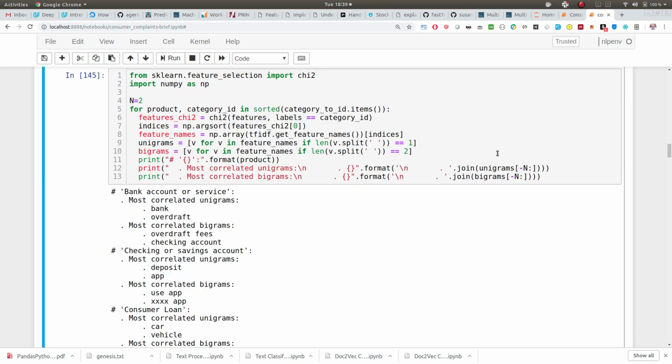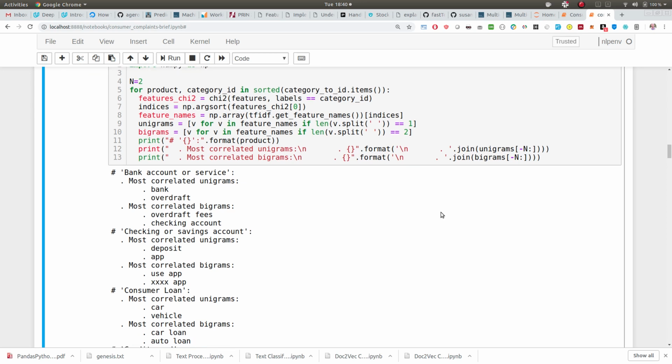Next, we use the chi-square test to find the terms that are most associated with each of the products. A chi-square test is designed to analyze categorical data. That is, data that has been counted and divided into categories. The chi-square test is intended to test how likely it is that an observed distribution is due to chance. Below are the product labels together with the most correlated unigrams and bigrams for that product.